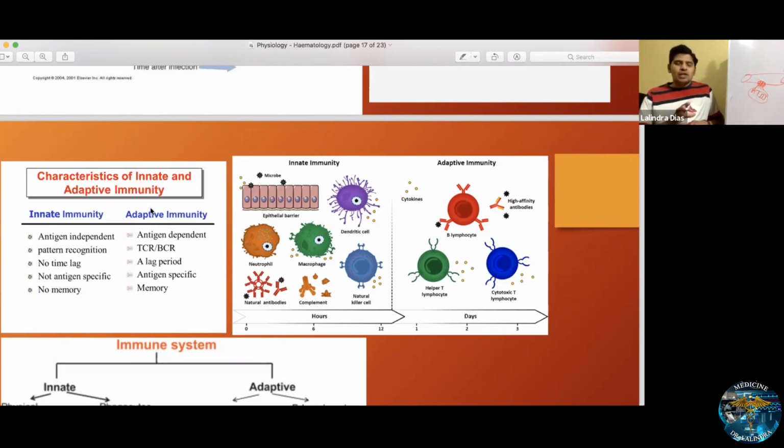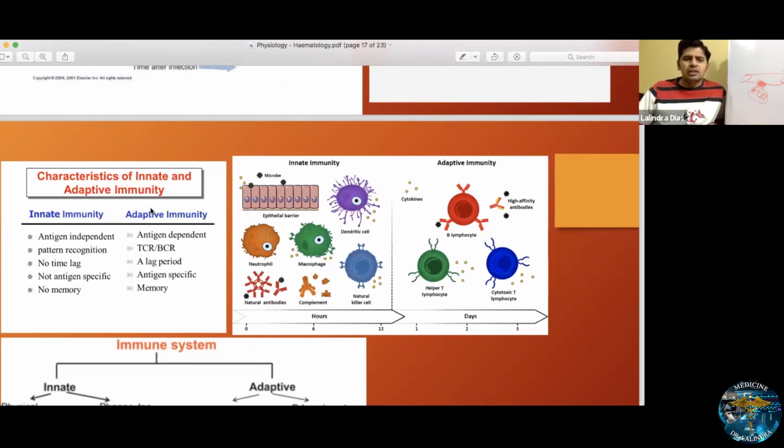But this one is different. By the time the bacteria enters your body, we already have an armamentarium against those bacteria or foreign substances. So that is called innate immunity. What does it mean? Antigen independent. Whereas adaptive immunity is antigen dependent.